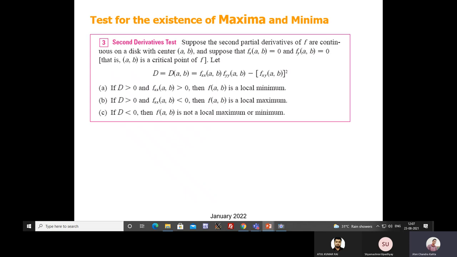Okay? What I'm going to do is simply prove this part A. If D is strictly greater than 0 and the second order partial derivative with respect to x at that point is strictly greater than 0, then f has a local minimum at that point. So this is one. Okay.